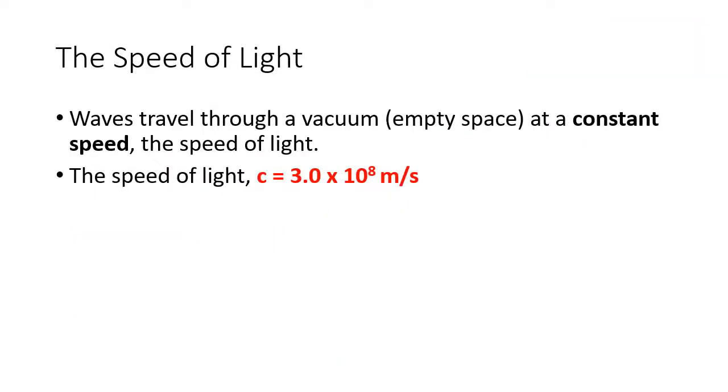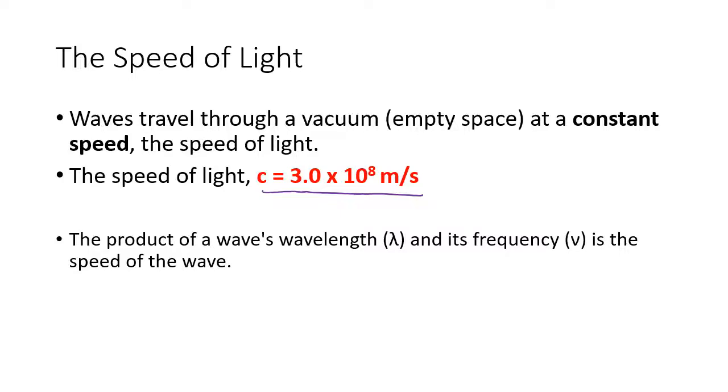The speed of electromagnetic radiation in a vacuum is a constant and is commonly referred to as the speed of light. The speed of light is given the symbol lowercase c. It is a very carefully measured constant, but it is often rounded to 3.0 times 10 to the 8th meters per second.